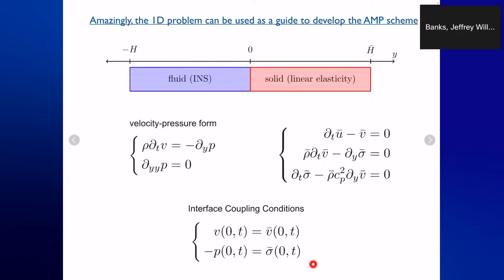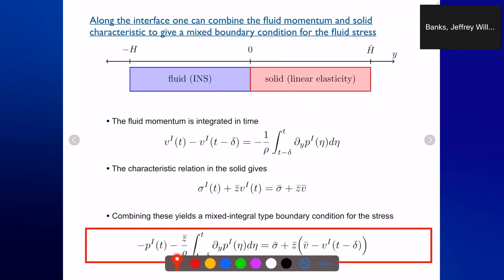Okay, so I'm going to integrate the fluid momentum equation. So this is now just integrated from T minus delta to T. I can solve these equations of linear elasticity using characteristics. So the characteristics in the solid would give me this. And then I can combine these two equations. And those two equations now will give me this equation at the bottom. This is now a mixed integral type boundary condition for the stress on the interface.